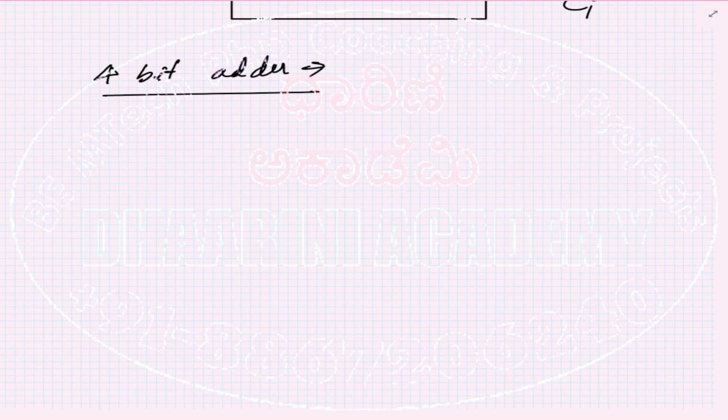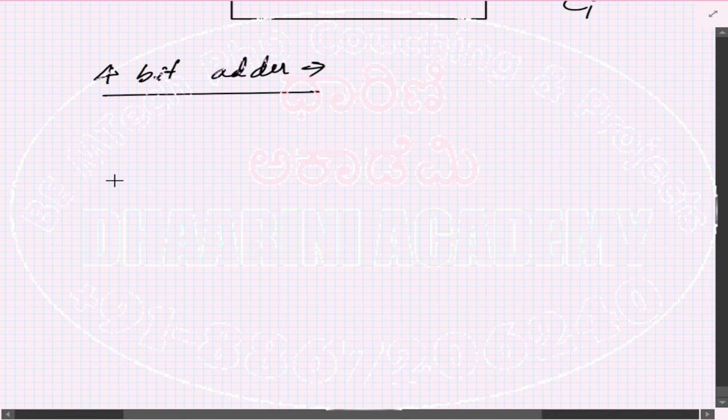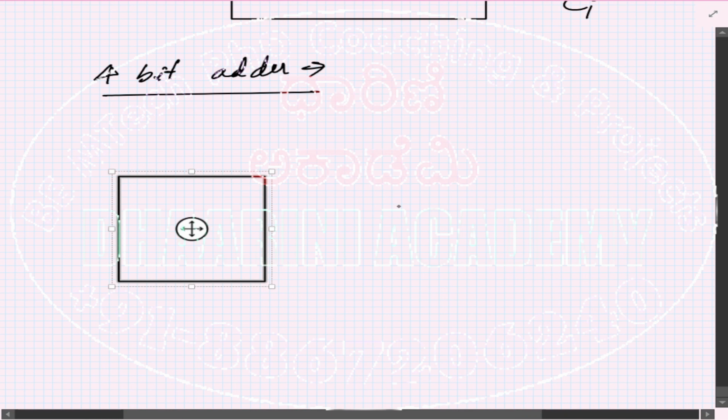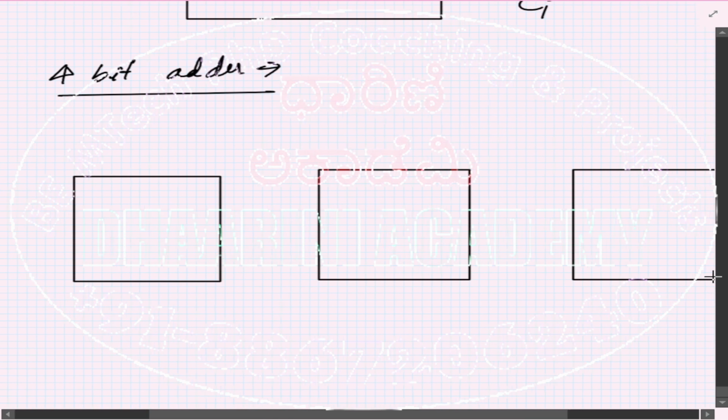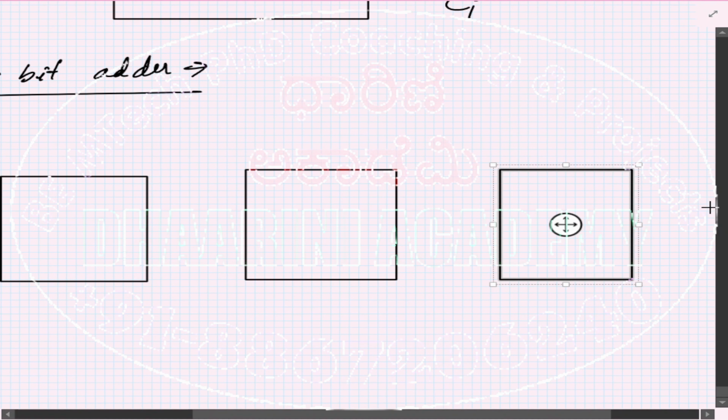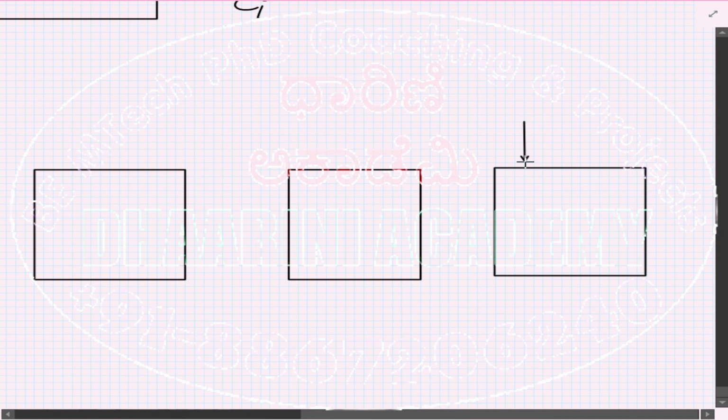Okay, now I have to repeat the same block 4 times. This is the first one. Second. Third. So we have 4 blocks and the LSB is represented from the rightmost side. Okay, so for each of the blocks, we have 2 inputs provided. This is for A, and let me say this is for B. But for the first block I have another input coming, which is my input carry to the first block.